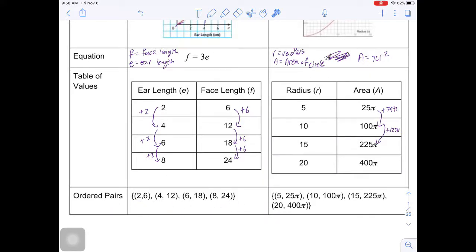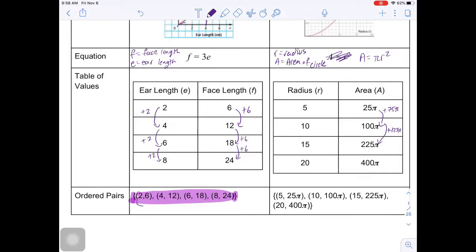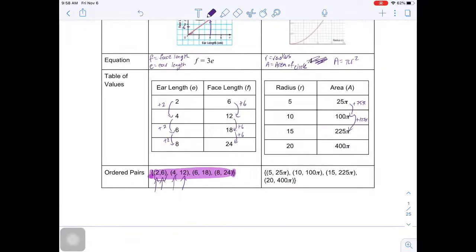So we'll talk about how to set these up. But in order to set up ordered pairs, you need to use these little squigglies, and everything inside is an ordered pair. Okay, so here, these are two ordered pairs. So when you have an ear length of 2, you have a face length of 6 centimeters. Ear length of 4, you have a face length of 12 centimeters, so on and so forth.